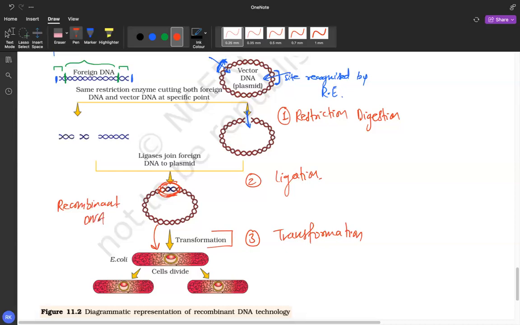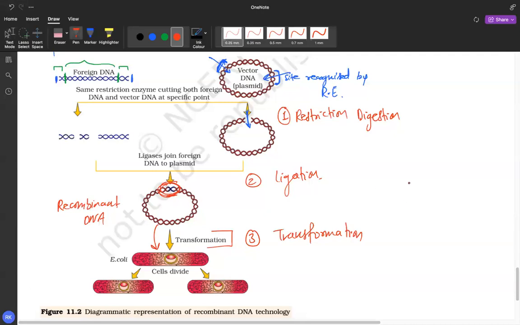Make sense? So ligation is the step where you stick the foreign DNA to the plasmid, right? But what's the necessity of it? Because it anyways produces sticky ends, right? It produces sticky ends, but sticky ends are also between the cuts of the plasmid itself. What is preventing the plasmid from clicking back on itself? Nothing, right?